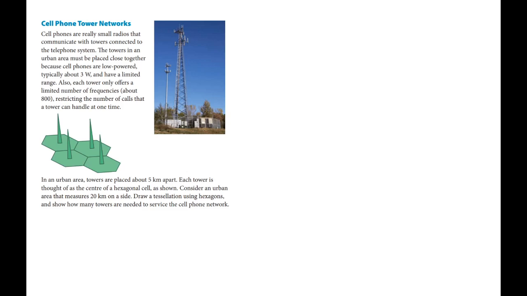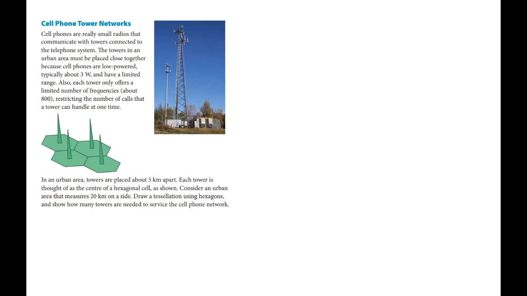Cell phones are really small radios that communicate with towers connected to the telephone system. The towers in an urban area must be placed close together because cell phones are low-powered, typically 3 watts, and have a limited range. Also, each tower only offers a limited number of frequencies, about 800, restricting the number of calls that a tower can handle at one time. In an urban area, towers are placed about 5 kilometers apart.